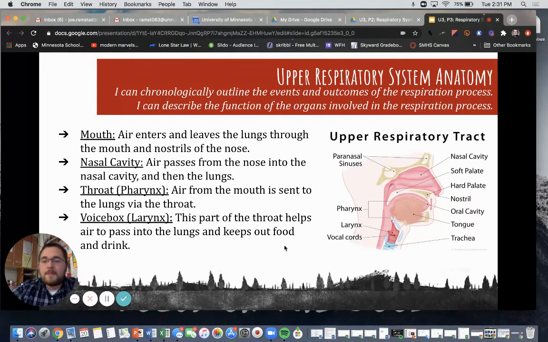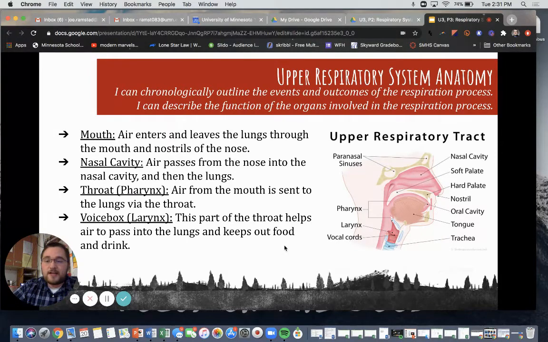So the anatomy. We divide our respiratory system into two sections, or two parts. The first part is the upper respiratory system. This is comprised of four key parts. First, we have the mouth. This is where our air enters and leaves during inhalation and expiration. We can also have air exit and enter through our nose, or our nasal cavity, obviously. Our nasal cavity is where air passes from the nose into the nasal cavity and then into the lungs.